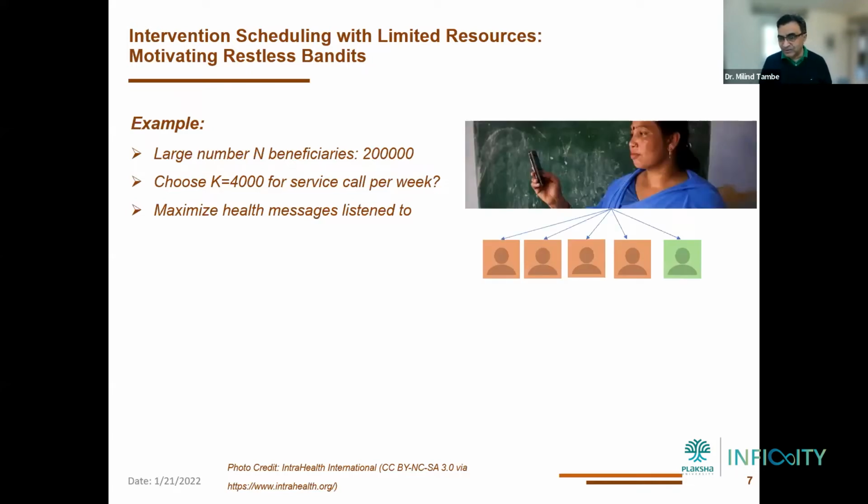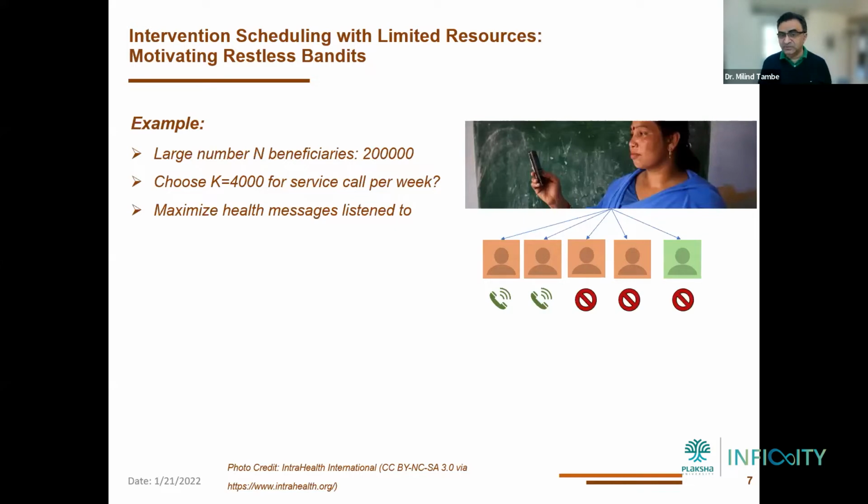I'll give a simple example to illustrate. Supposing we have a health worker, in this case, I'm only showing 5 mothers in her care. 4 of them shown in red have not listened to this Mitra message last week. 1 of them shown in green has. She can only call 2 beneficiaries this week to remind them to listen to these messages. Which 2 should she call?